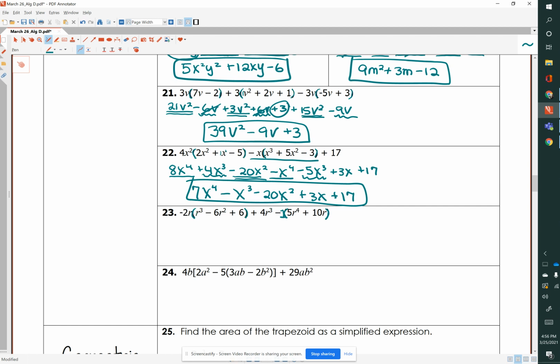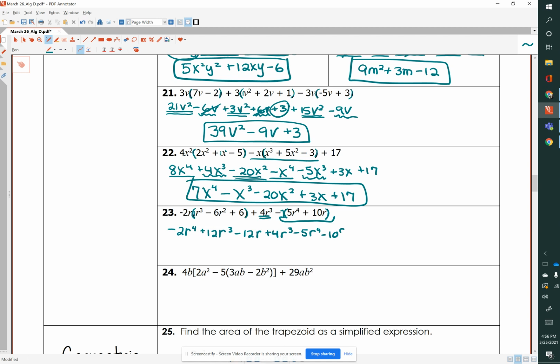So negative 2r times a positive 1r to the third is negative 2r to the fourth. Negative 2 times negative 6 is positive 12r, 2 plus 1, 3. And negative 2 times positive 6, negative 12r. So far, so good. Now we have our plus 4r to the third. We just write that. It does not get distributed anywhere. And then minus, we'll work with this section here on the right, minus 5r to the fourth minus 10r.